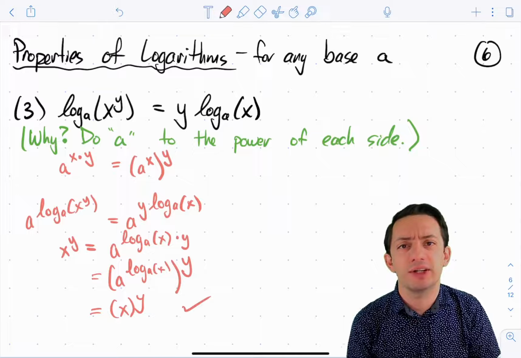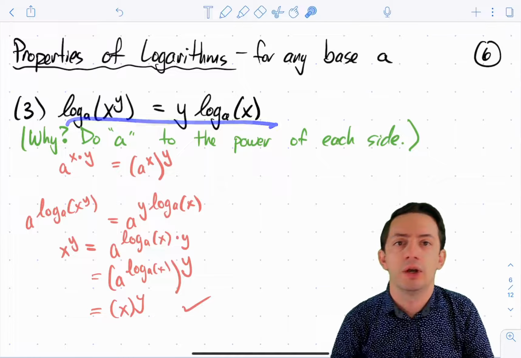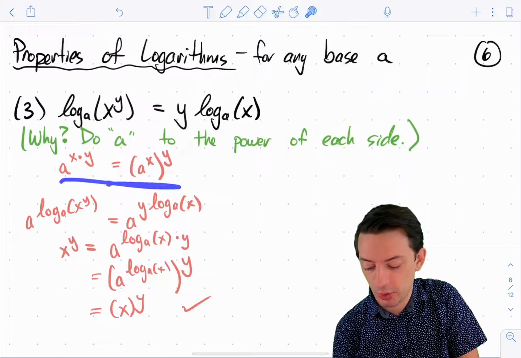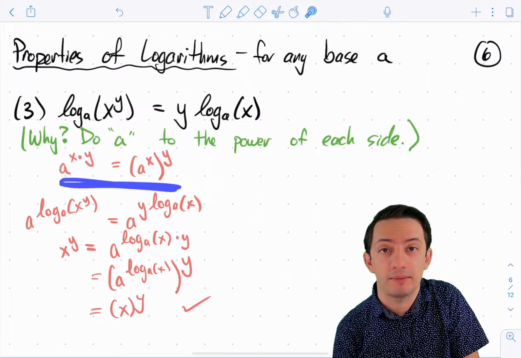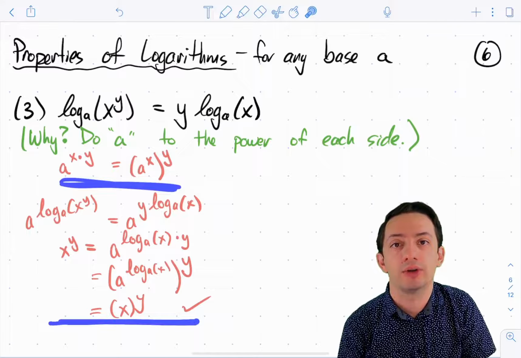So same kind of idea where we started with our two sides of our identity up here. We took a to the power of both sides, and we used the corresponding identity for exponential functions to derive a true statement for logarithmic functions.